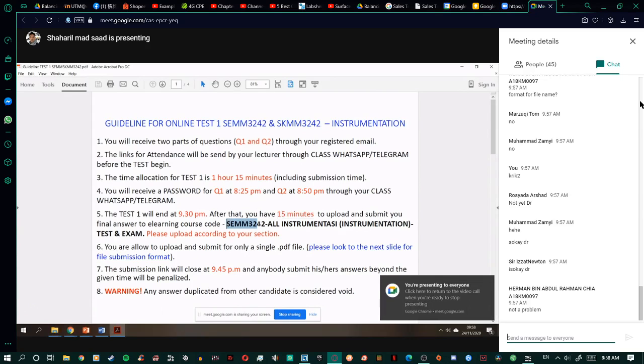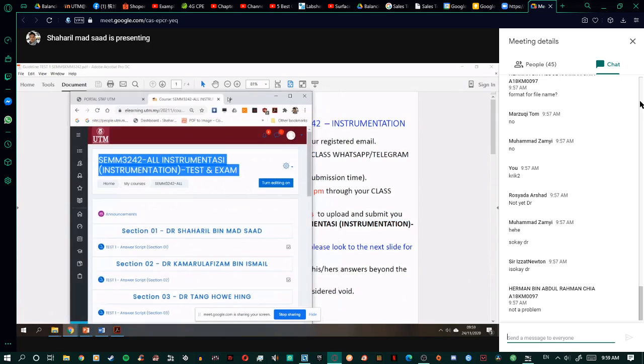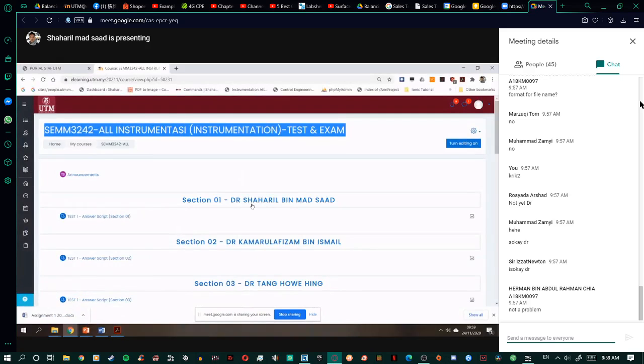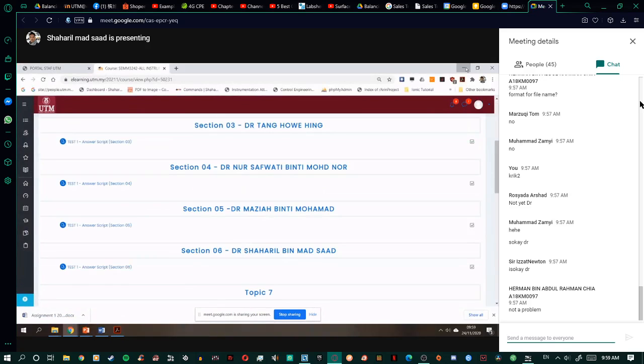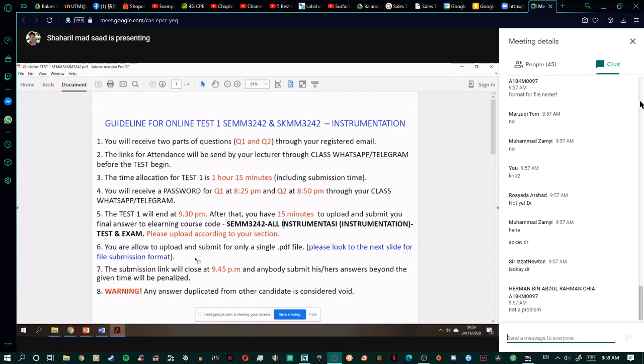So you need to submit at this code, and please submit according to your section. For example, if you are section 1, submit at section 1. You are allowed to submit only a single file. You have the answers for Q1 and Q2, so please combine them if you can. Actually, the e-learning can accept multiple files if you upload them. The submission link will be closed at 9:45, and do not copy from each other.